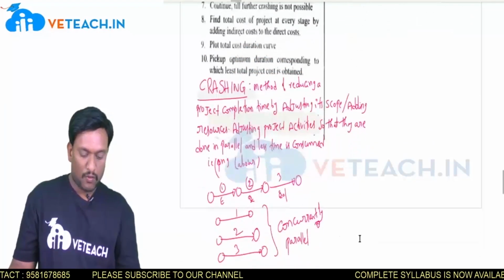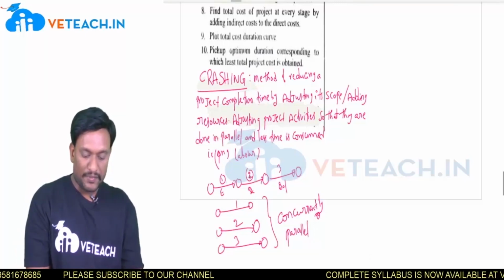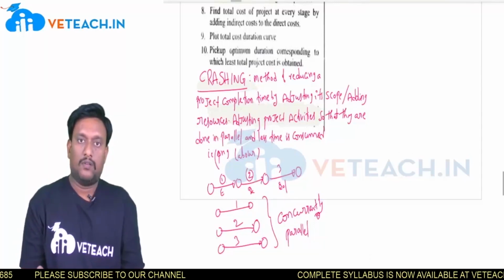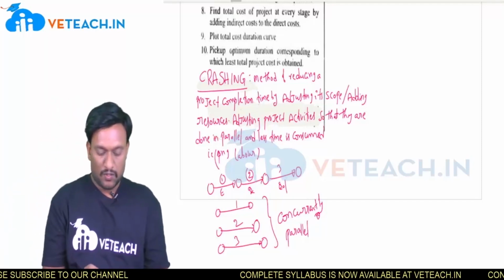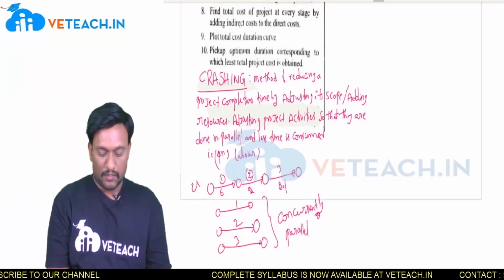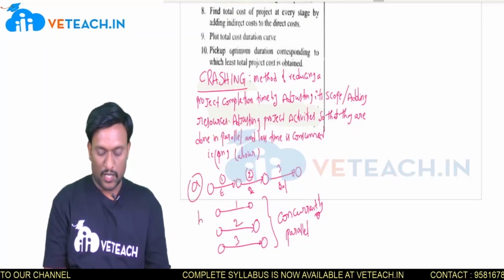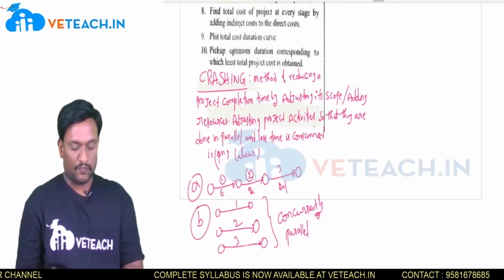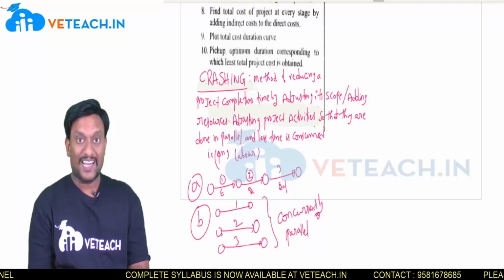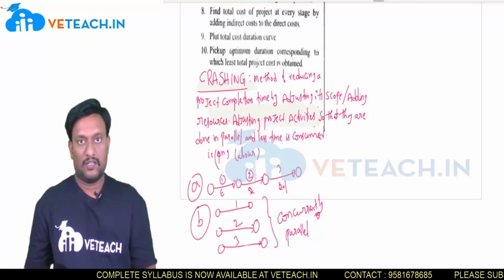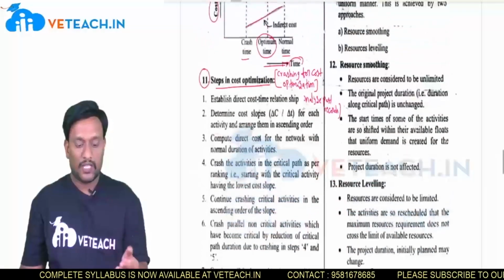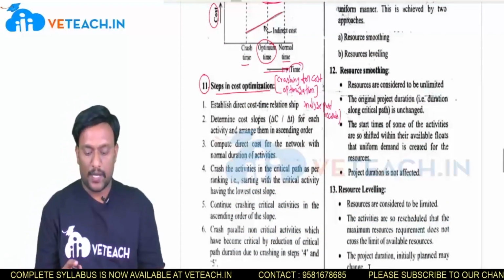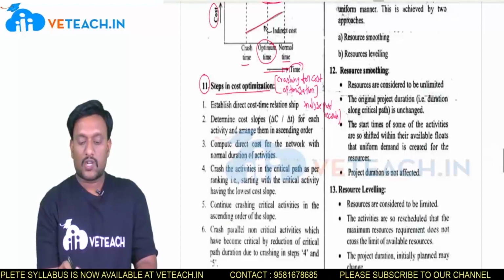Now look here. For example, activity 1, activity 2, activity 3, and so on are going in a sequential manner. Instead of doing this, you can do it in this way also: run the activities in parallel or concurrently. This is the crashing.